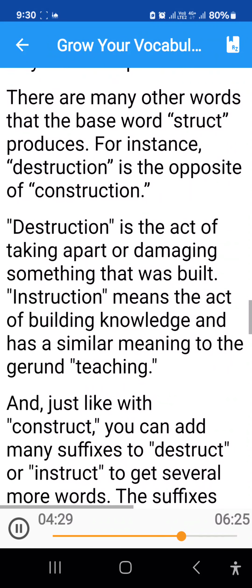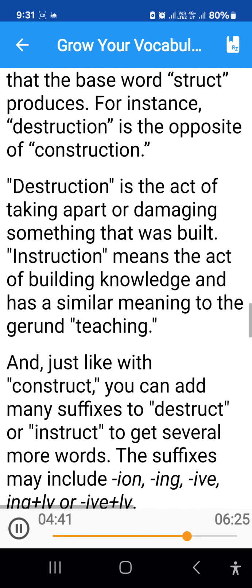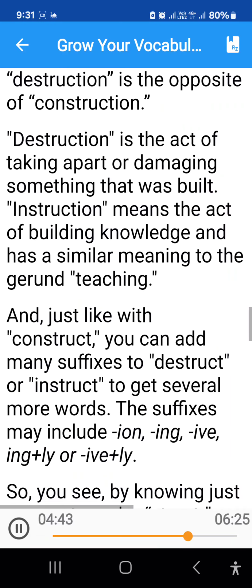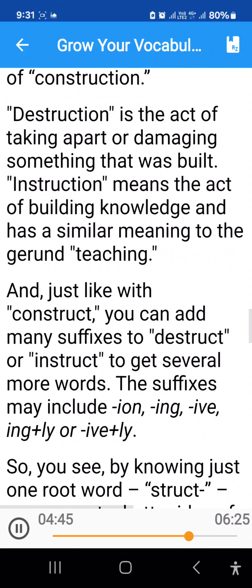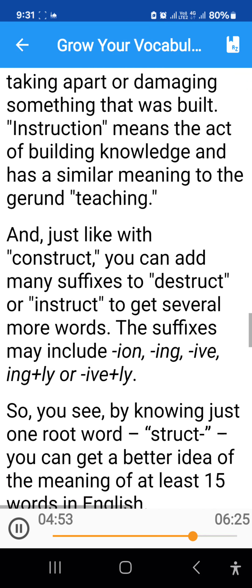There are many other words that the base word struct produces. For instance, destruction is the opposite of construction. Destruction is the act of taking apart or damaging something that was built. Instruction means the act of building knowledge and has a similar meaning to the gerund teaching.